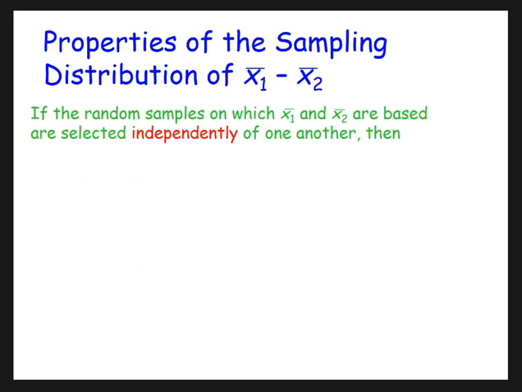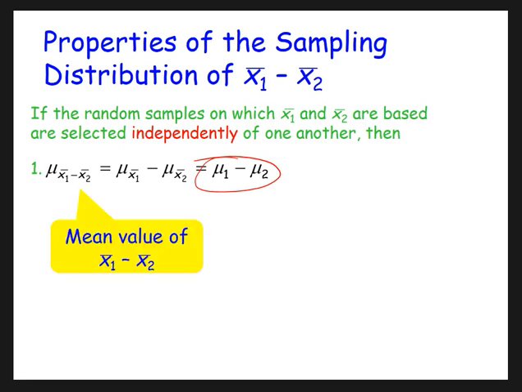So the properties of the sampling distribution of the difference of two population means. The random samples on which X1 bar and X2 bar are based are selected independently of each other. So that's very important. The two random samples have to come from independent populations, so no crossover in the populations, and have to be selected independently from each other. So the mean of the difference of the means is going to be equal to the difference of the population means.